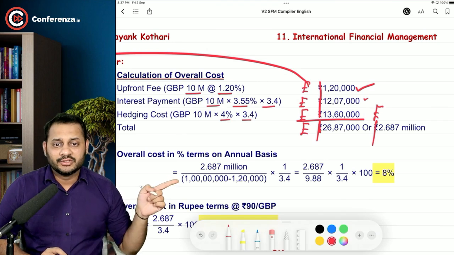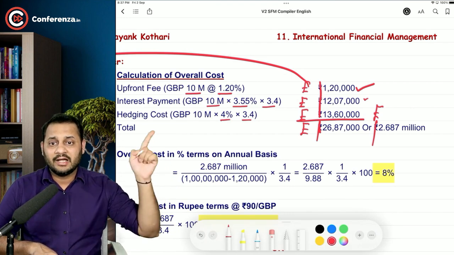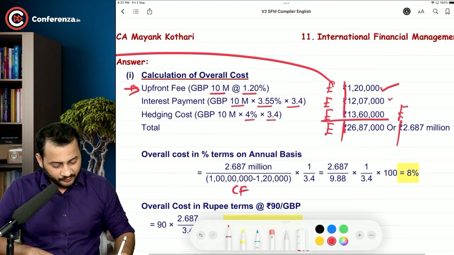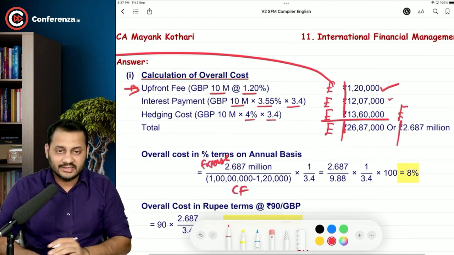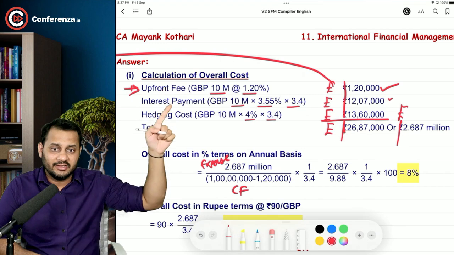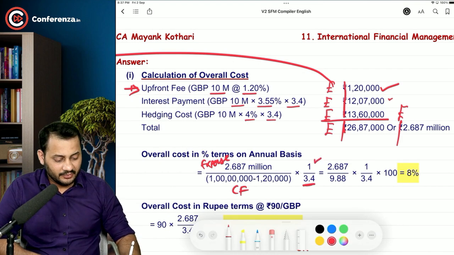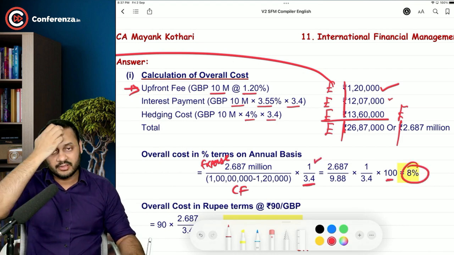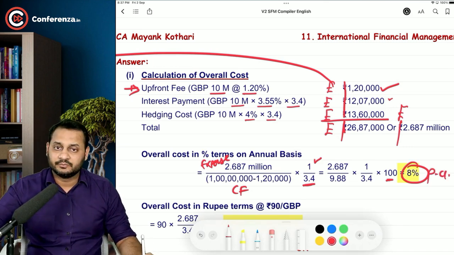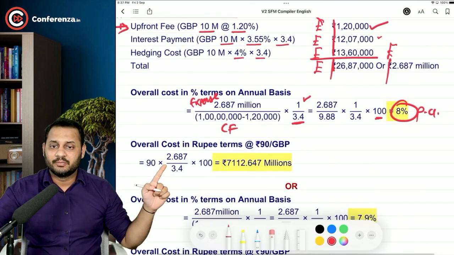They will cut that 1 lakh rupees straightforward. So I'm only using this much of the amount, 10 million minus 1 lakh 20,000 GBP, and on that I'm paying this much of the cost. The expense to me is this much. So this is the cash flow and this is the expense, 2.687 million, right? In this case, this is for all the 3 years. You can clearly see this is for all the 3 years. So that's why I'm dividing it by 3.4, multiplying by 100 to come to an overall cost of 8% per annum. And if you want to calculate that in terms of rupees, it's very simple, sir.